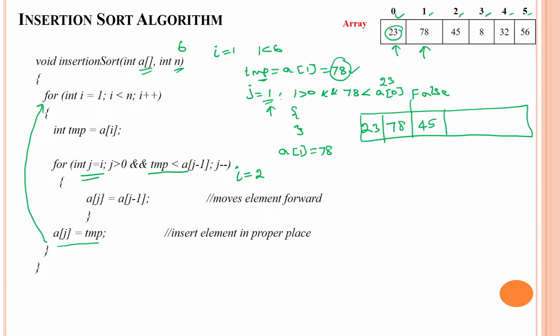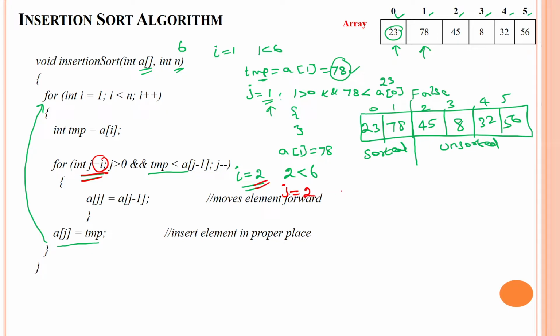Now the sorted portion is incremented by 1, so this is the sorted portion, and the remaining ones are the unsorted portion. The index numbers are 0, 1, 2, 3, 4, 5. Then i is incremented by 1, so 2. 2 is less than n, which is 6, so the condition is true. Then we start the second for loop, the j for loop, where j equals i, and the i value is 2, so j equals 2.